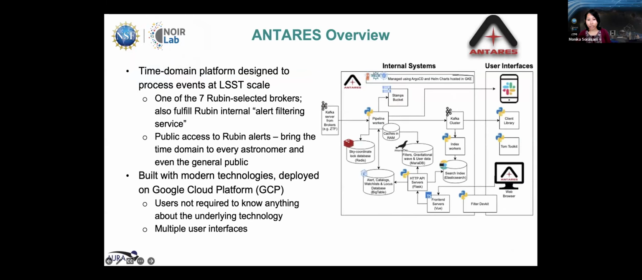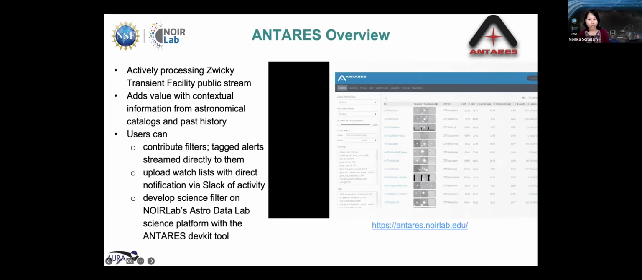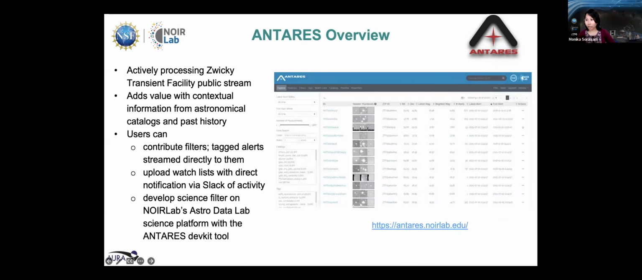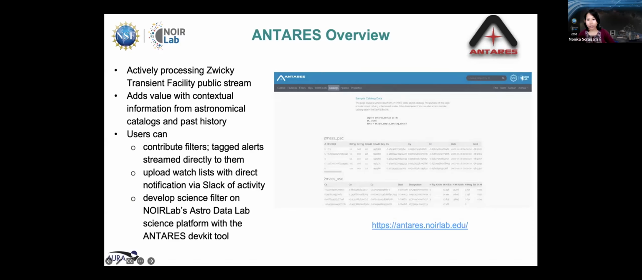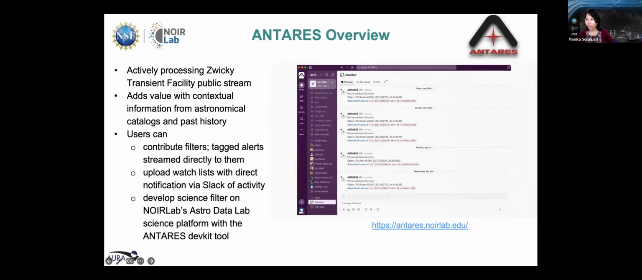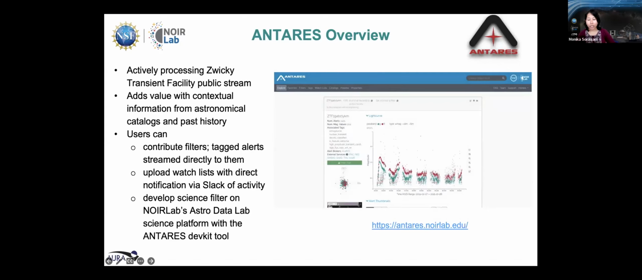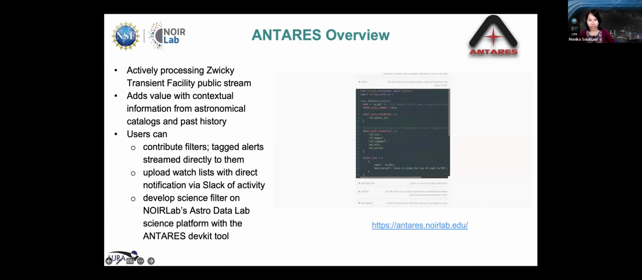ANTARES has been built using industry standard technologies and is being deployed on the cloud. Users, however, don't need to know this complex internal system shown in the figure. Instead, one can interact with the platform via simpler interfaces like Slack, web browser, and so on. Currently, ANTARES has been processing public alerts from the ZTF survey, and this also includes adding value to the alerts by cross-matching with various legacy surveys.